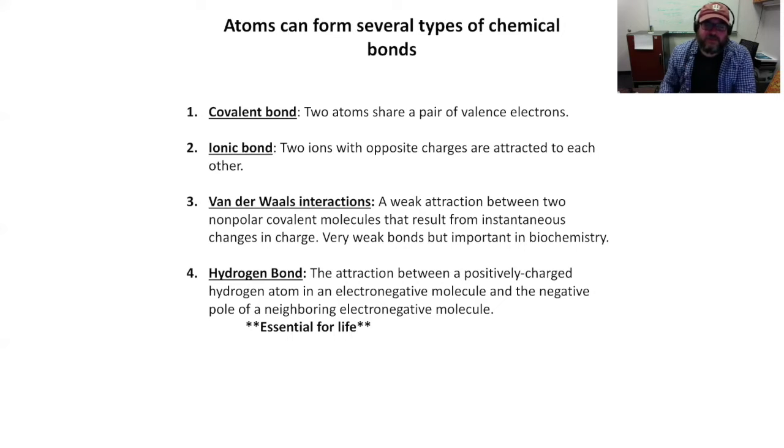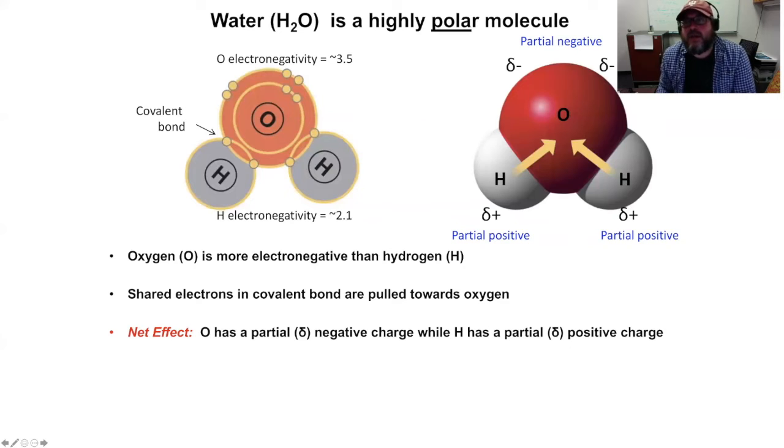So let's talk about hydrogen bonds. What is a hydrogen bond? The most common type of hydrogen bond in biology is the hydrogen bond between water. Let me move my mug out of the way. Not that you want to look at it anyway. So let's look at a water molecule again. Water is a highly polar molecule. It has two polar covalent bonds in it.